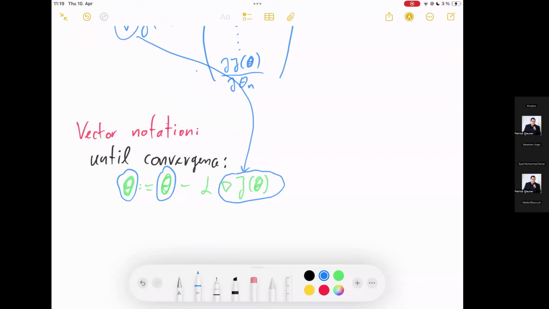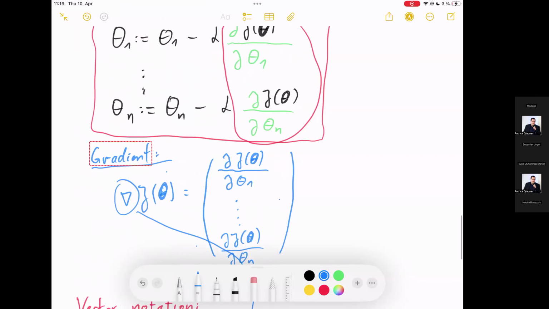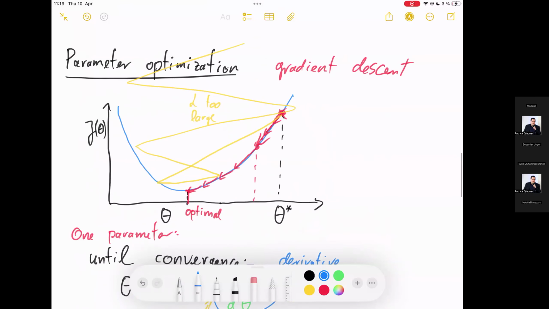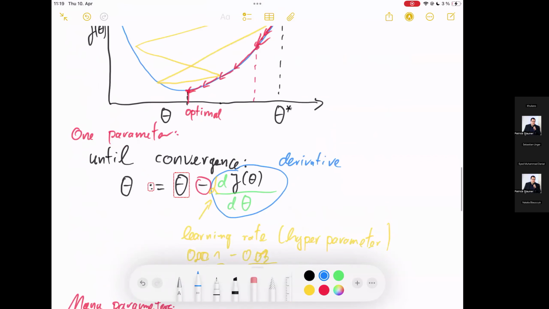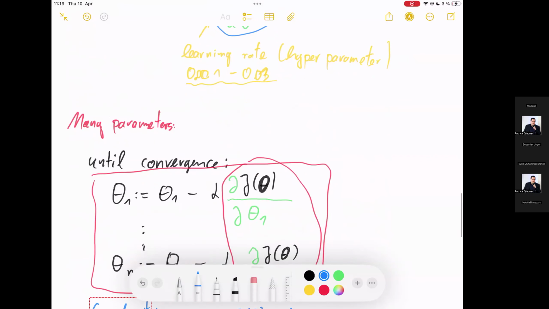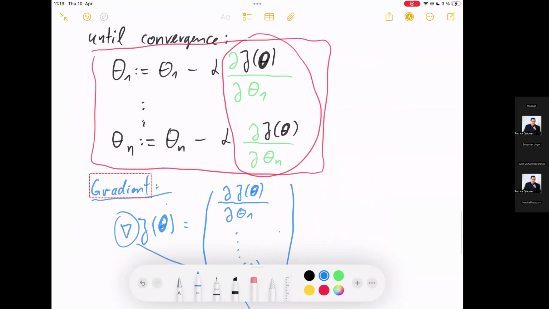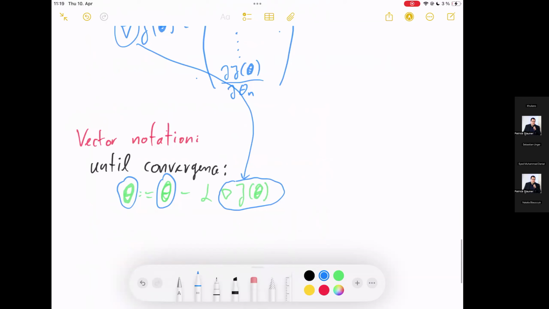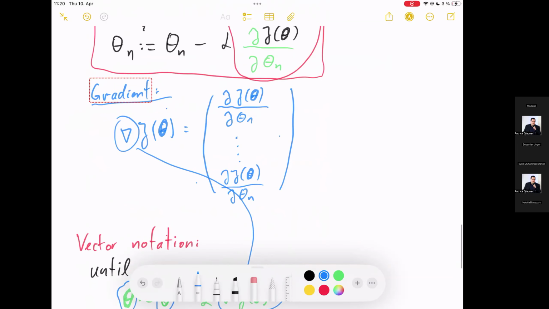Good. Only positive reactions. So now you know why this is called gradient descent and not derivative descent. Remember, we started with this optimization for one parameter, extended it to many parameters because the neural network has a lot of parameters, and then we've written it in vector notation. All of this applies not just to a neural network, but you can use it in a linear regression, in a logistic regression. The only question is what these partial derivatives look like.